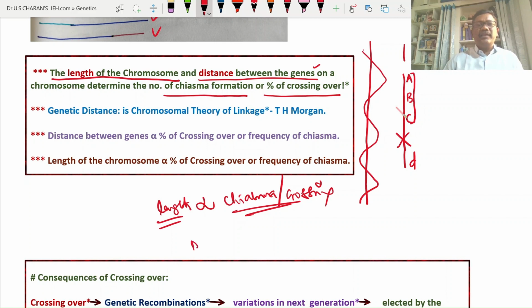So the distance is directly proportional to the chiasma formation and crossing over also. If the distance between the genes is increased, more chiasma are formed and more crossing over takes place. If the distance is very less, that means the genes are linked with each other, held and coupled with each other. They do not want to separate. Then the chiasma formation and crossing over percentage is decreased. So the length of the chromosome and the distance between the genes determine the percentage of crossing over.